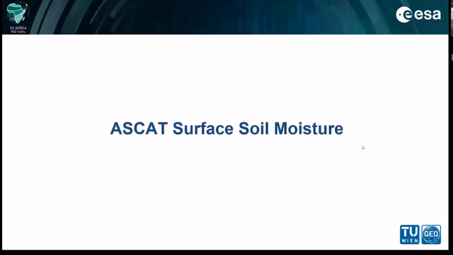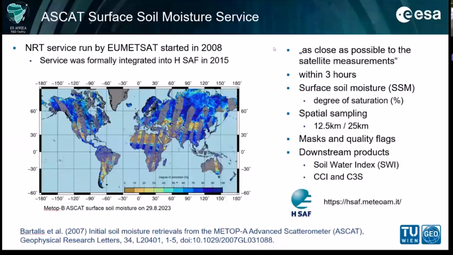Now let me introduce the surface soil moisture data that are being derived from the backscatter measurements. The main product we're deriving is a product that started operations with EUMETSAT. There was a near real-time workflow run at EUMETSAT, and that started in 2008. Since that time, it has been running uninterrupted. Formally, that service was integrated into the satellite application facility in support to hydrology in 2015. As a user, you didn't notice this.